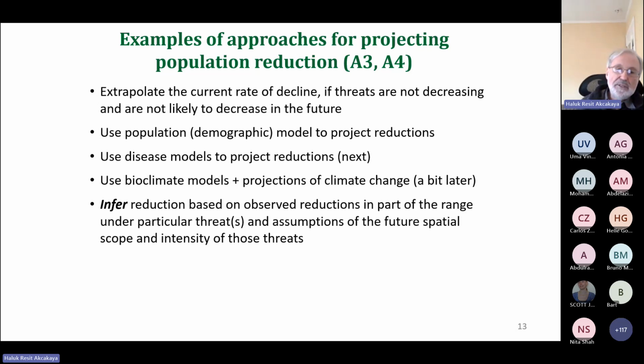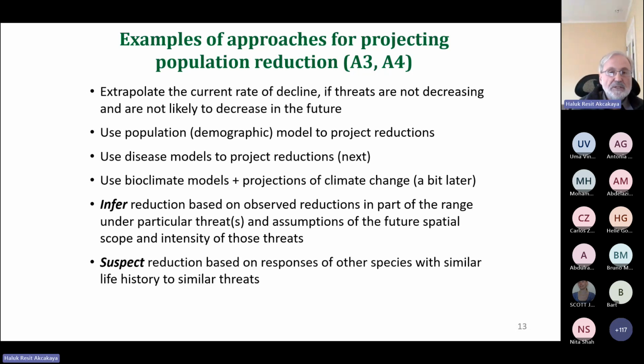We can also infer reductions based on observed reductions in part of the range under particular threats and assumptions or information about future spatial scope and intensity of these threats. In other words, you know that one part is affected by a certain threat and the species have undergone a certain amount of reduction in those areas under those threats. If you have information about those threats expanding to other parts of the range of the species, you can extrapolate, assuming that the species will respond similarly in the other places which are not yet under threat but are expected to become under threat.